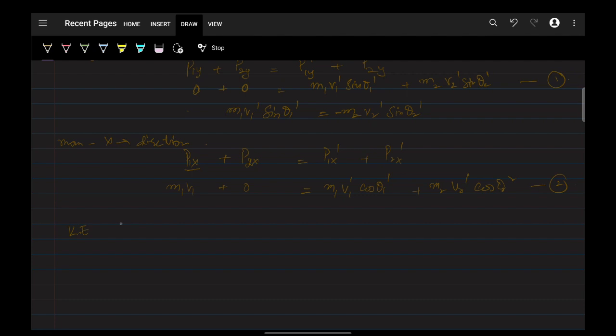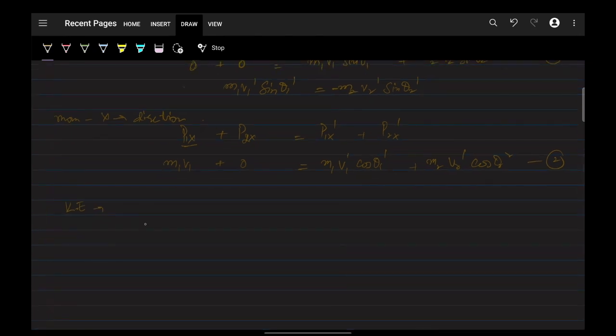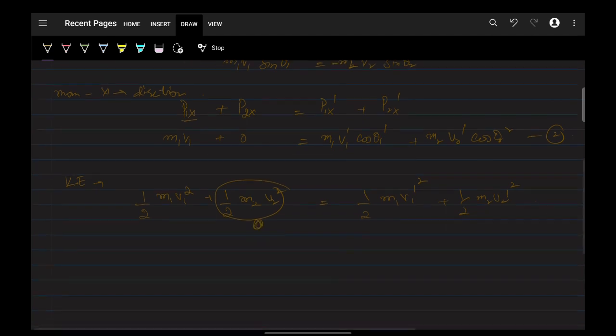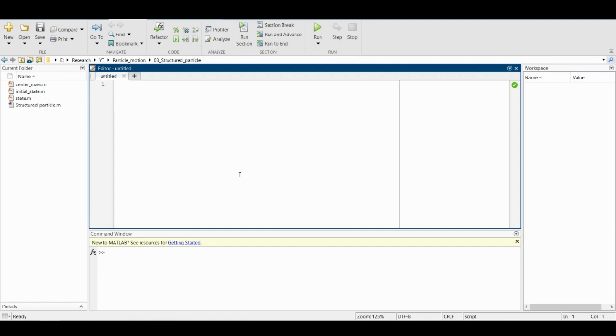And as far as kinetic energy is concerned, that would be given by half of m1 v1 squared plus half of m2 v2 squared, and after the collision, half of m1 v1 dash squared plus half of m2 v2 dash squared. The v2 term is 0. It has nothing to do with this one because there's no velocity for the particle before the collision. The rest would be the same, so this can be cut out and 0 can be written here. This is the third equation. First, we will be creating a function to solve for the unknowns.